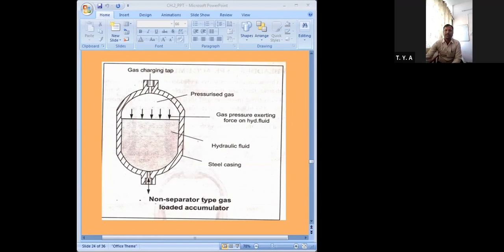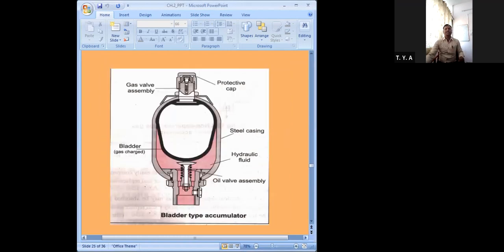Then we'll have another one. Now this was about the non-separate type. We'll go for the separator type. This is the first type of separator gas loaded accumulator, and this is a bladder type gas accumulator.